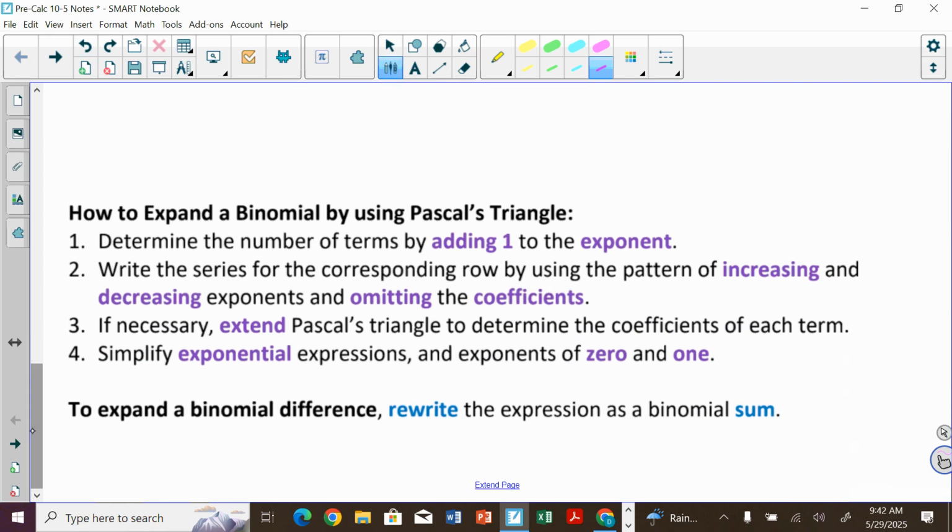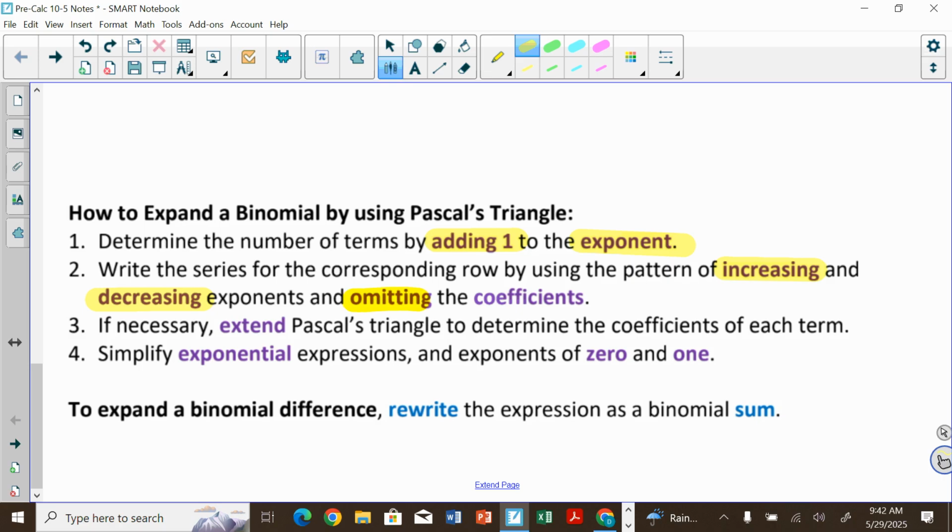But here we go. How to expand a binomial by using Pascal's triangle. All right, so the first thing we're going to do is determine the number of terms by adding 1 to the exponent. Okay, so no matter what the exponent is given to you, we're going to add 1. That way we know how many terms we're going to have to write. Then we're going to write the series for the corresponding row by using the pattern of increasing and decreasing exponents, right? Remember, your first term, the exponents are going to go down. And your second term, the exponents are going to start at 0 and go up.